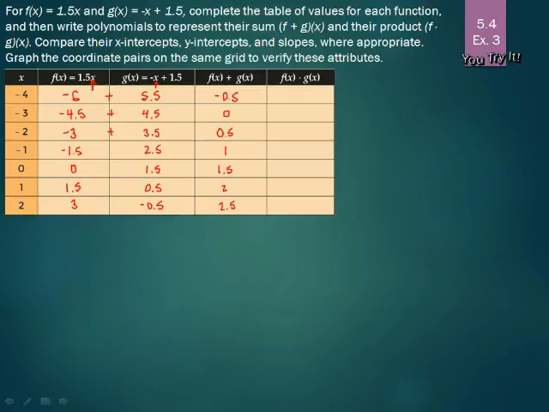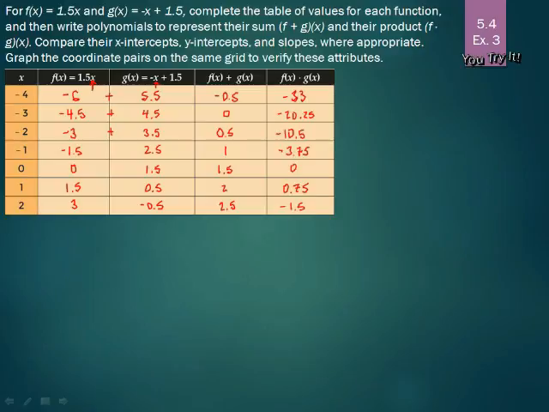Similarly, for f of x times g of x, we can just multiply the first two columns. So negative 6 times 5 and 5/10 gives us negative 33. Negative 4 and 5/10 times 4 and 5/10 gives us negative 20 and 25/100, and so on.